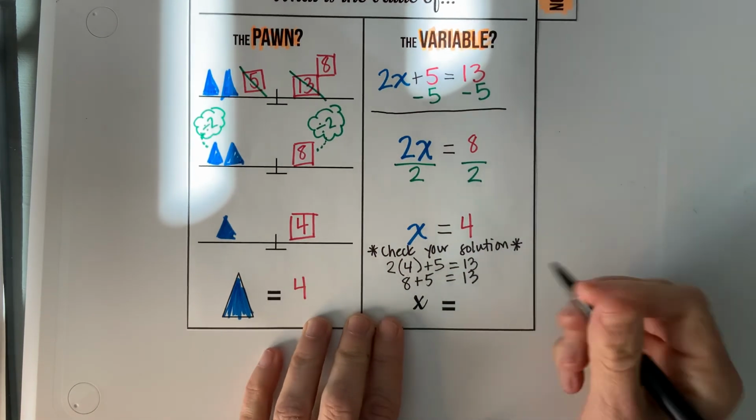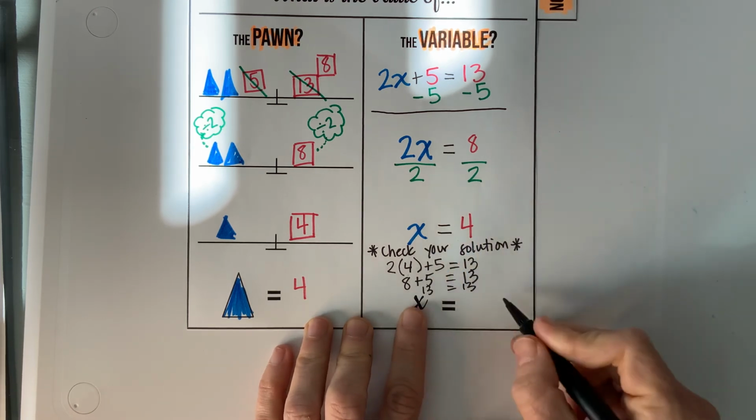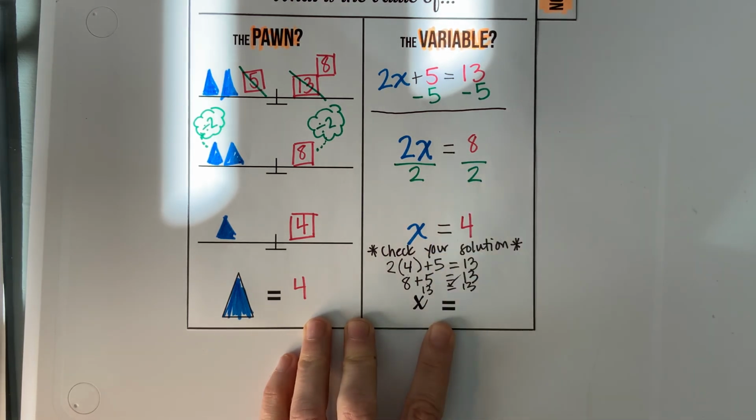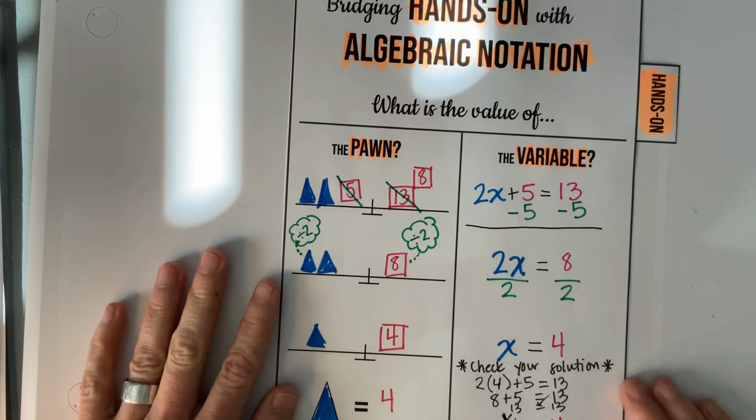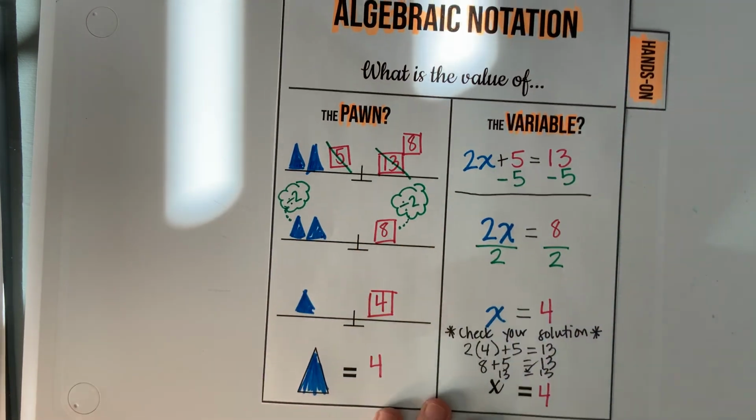Oops, I'm running out of room here. 13 equals 13. Is that a true statement? Sure is. So check, I got it. So x is 4. All right, so that is how algebraic notation is connected with our hands-on equations.